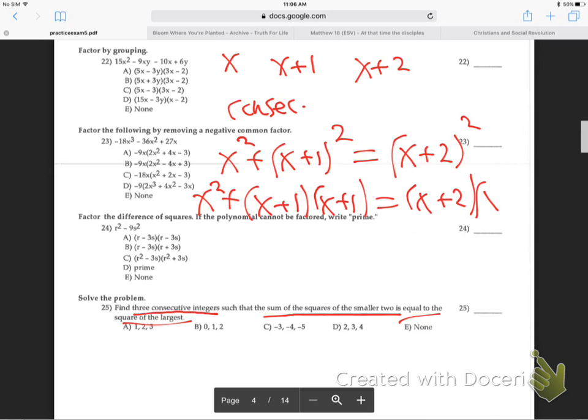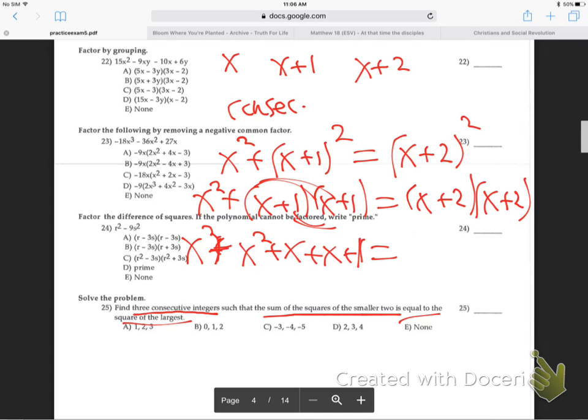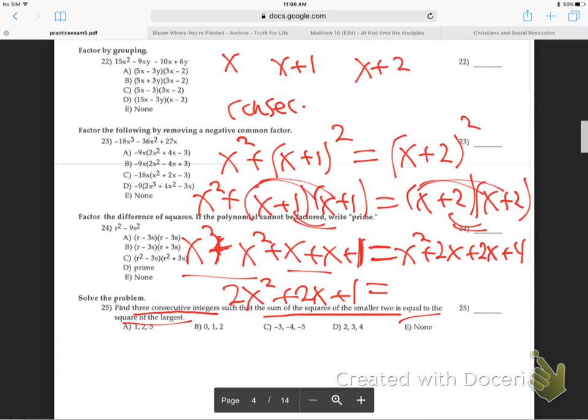And over here, x plus 2. You have to write 2 and FOIL. Boom, boom. There's a lot of work here. X squared plus x, boom, boom. Plus x plus 1 over here. Over here, FOIL. X squared plus 2x, boom, boom. Plus 2x plus 4. Combine like terms, that's 2x squared plus 2x plus 1. That's x squared plus 4x plus 4. It's a hard problem. Look at all that mess.